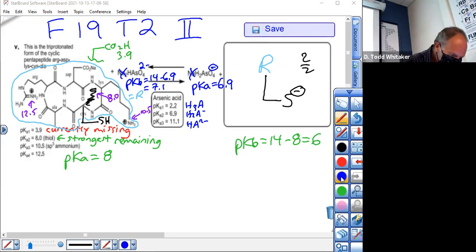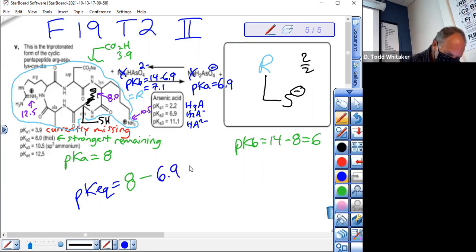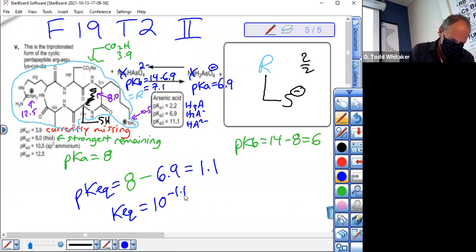pKeq time. The acid on the left, 8. The acid on the right, 6.9. 1.1, right? Keq equals 10 to the negative 1.1. Which number is bigger? 8 or 6.9? 8. Circle the arrow that points towards the 8. There.